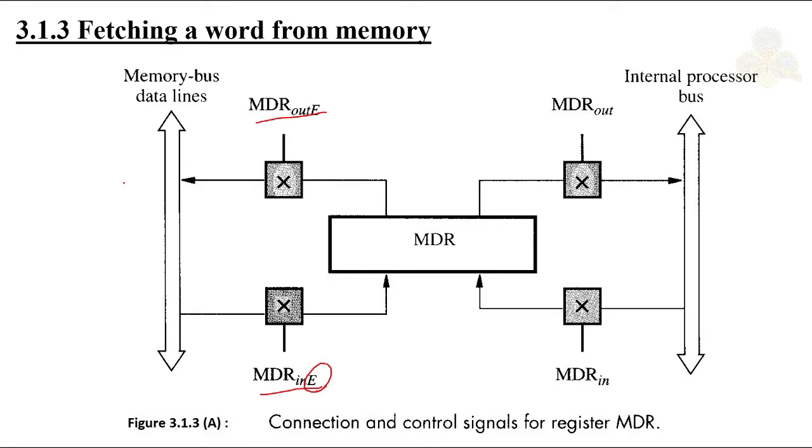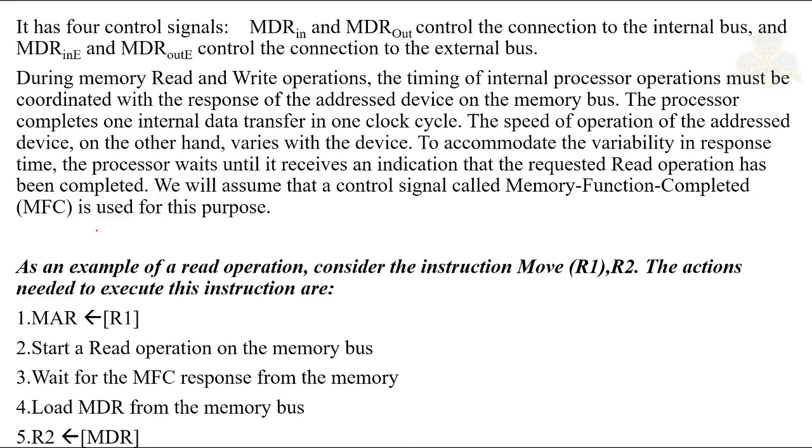We call that particular control signal memory function completed, or MFC. Once this signal is received, your processor will understand that the read or write operation has been completed. So I have discussed these things.